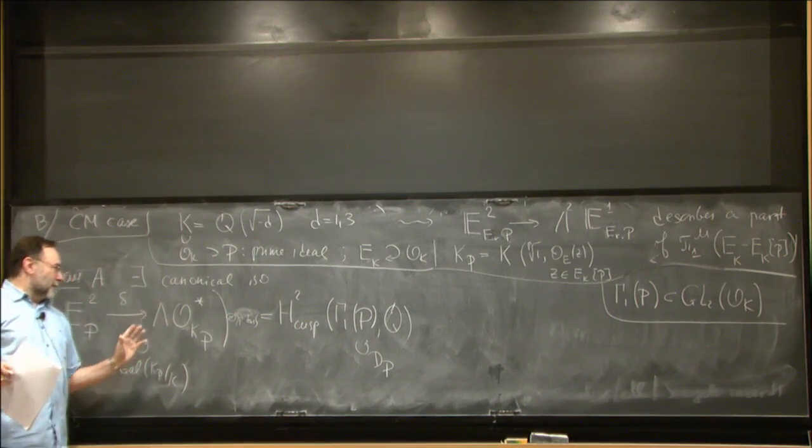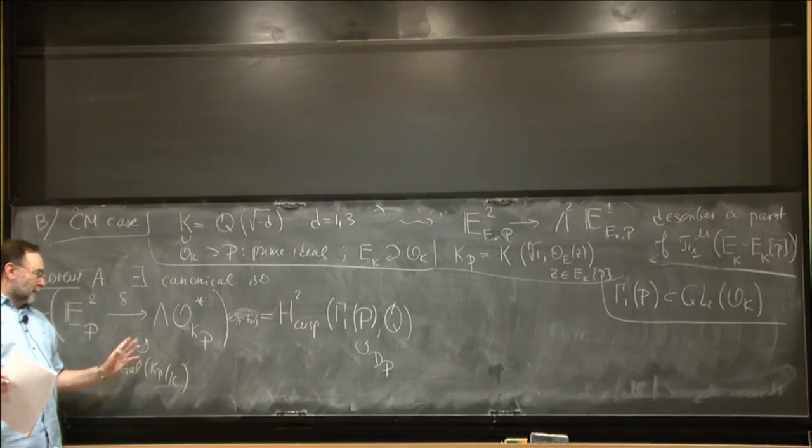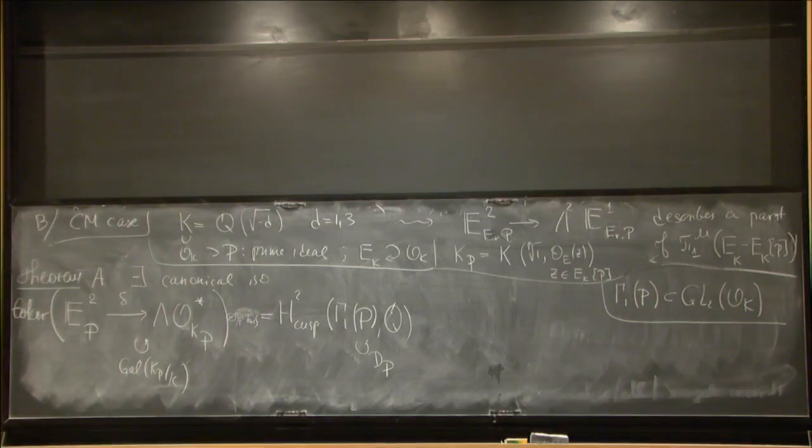So if you miss this point, it's okay. I'm just saying that there are two groups acting there, and the map actually intertwines them. And so it's really a natural isomorphism if you twist this complex a little bit.